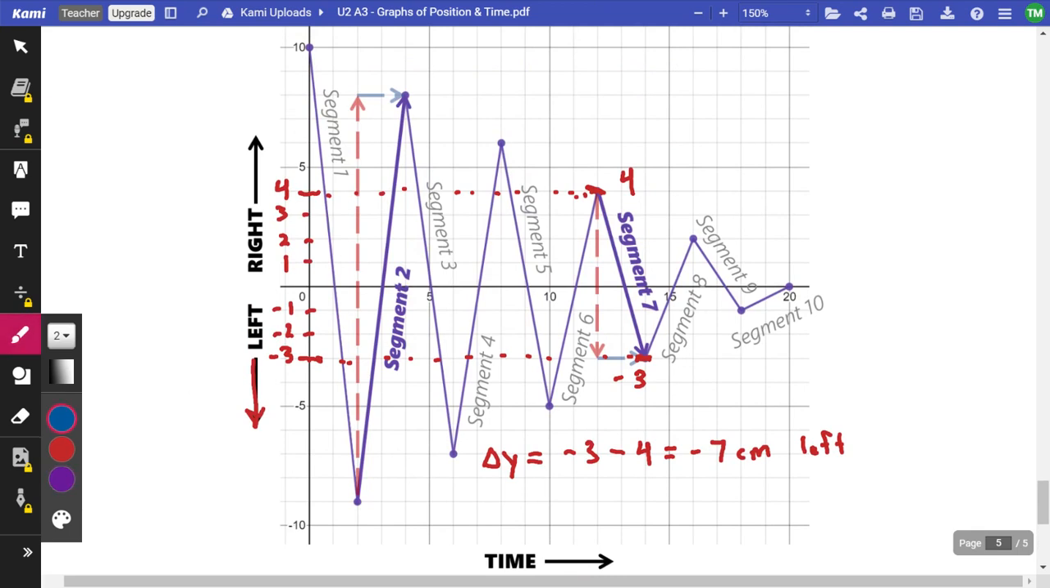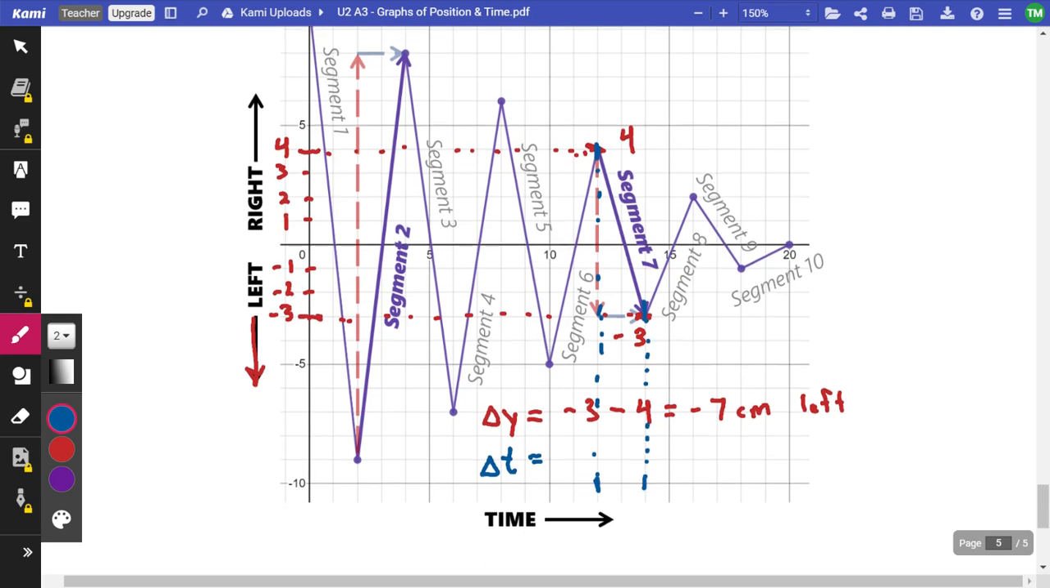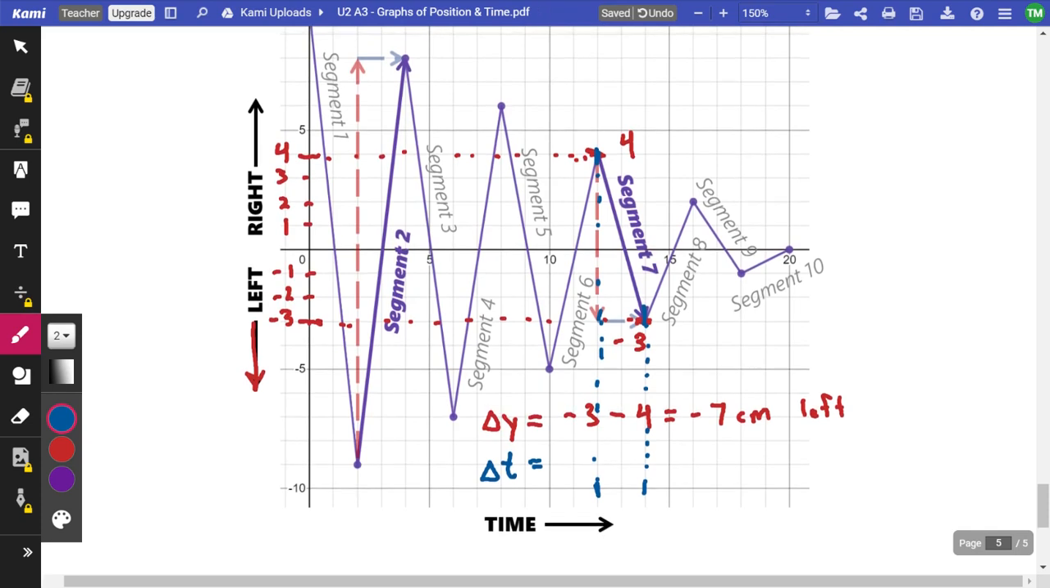So next we need the change in time, how long it takes to get there. Segment 7 starts here and ends here. So let's track that down. It's right there. Right there. Oh, whoops. Tracked the wrong part. There's our x-axis there. I guess it didn't need all those marks. So we started here, we ended here. If this is 10 and this is 15, this would be 10, 11. So we start at 12.